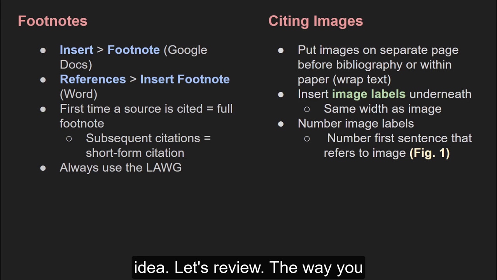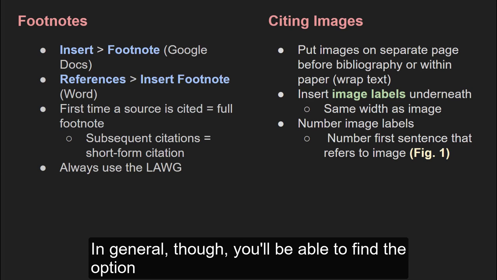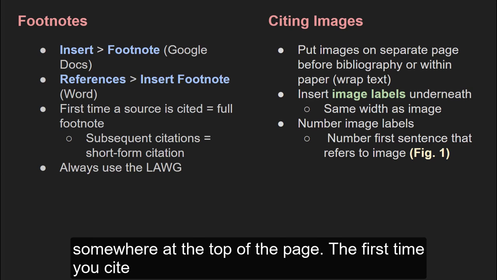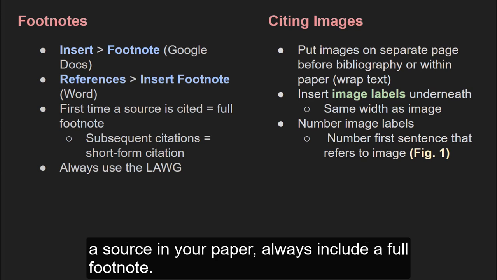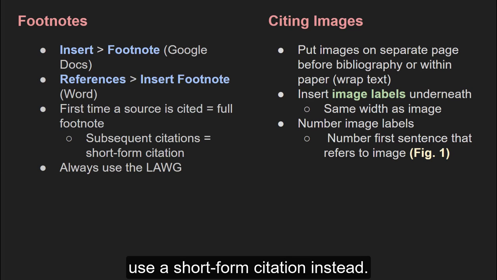Let's review. The way you insert your footnotes depends on the word processor you're using. In general, though, you'll be able to find the option somewhere at the top of the page. The first time you cite a source in your paper, always include a full footnote. Any other time you cite that source, though, you'll be able to use a short form citation instead.